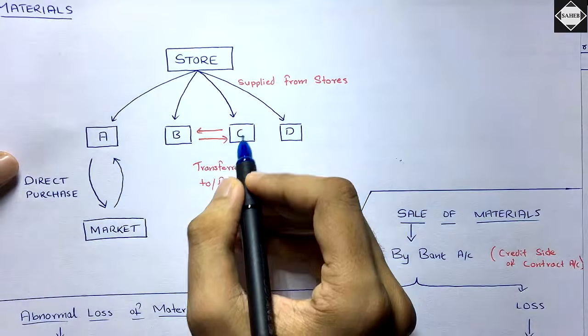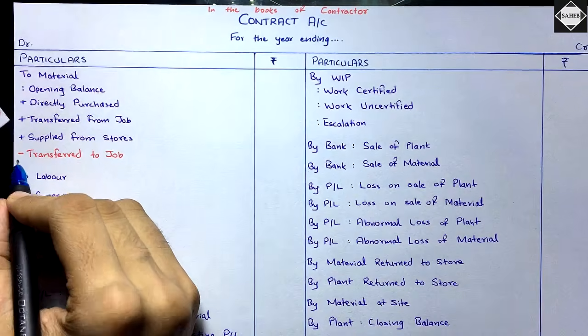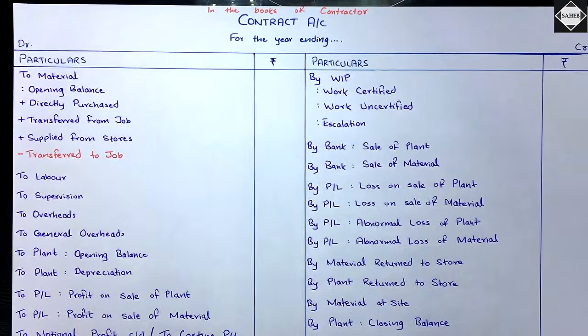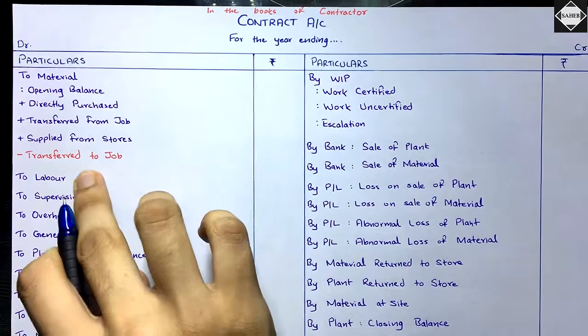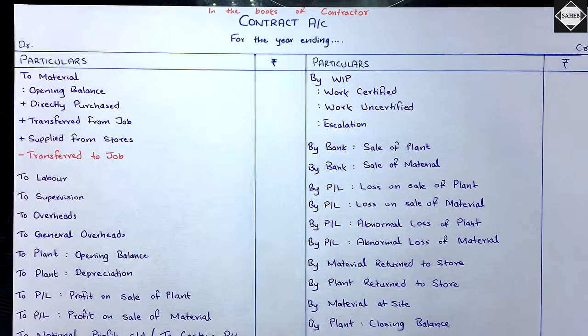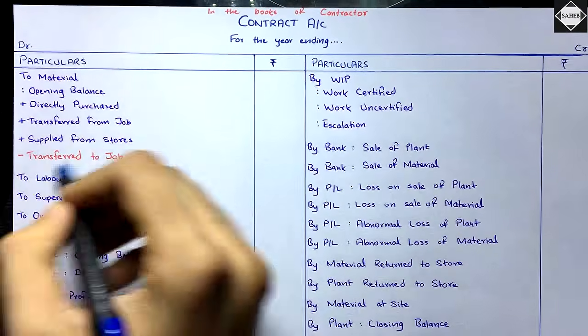But here, we will not take it on the credit side. What we are going to do is just take it in minus. If we do that, that also works, and that's what we will be doing. Okay, transfer to job, we have transferred the materials to some other contract. Simple, easy. You understand that? Transferred from job and transferred to job. So that's what regarding the material is.